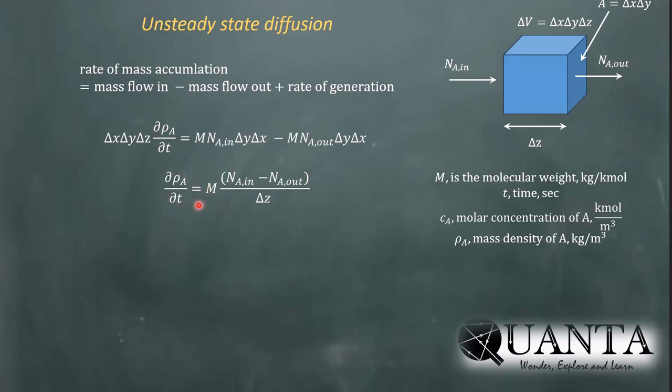Dividing throughout by the volume element, we see that only delta Z is there on the right-hand side. Further, we can write the mass density of A in terms of its molar concentration using the molecular weight, which ultimately cancels on the left and right-hand side. And if we limit delta Z to 0, we get this partial differential equation, which connects the concentration variation with respect to time to the molar flux variation across the distance.